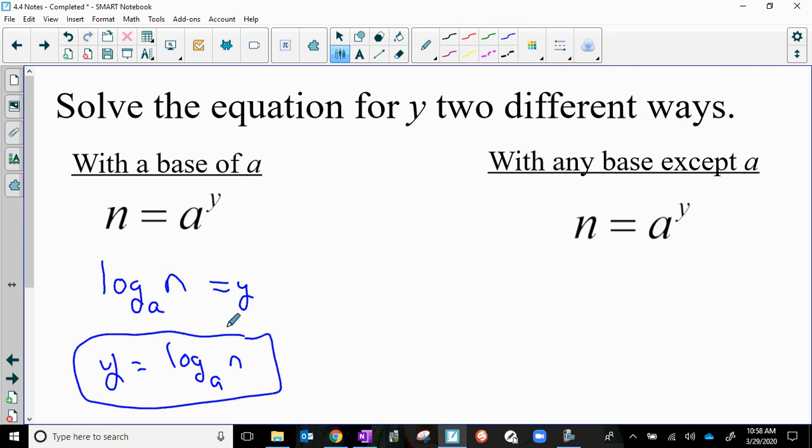Well, let's try to do this using any base except for A. Okay, so I'm going to go back to this first one and show you an alternate way to do this. It's another way to get the same thing. You could actually take the inverse operation.